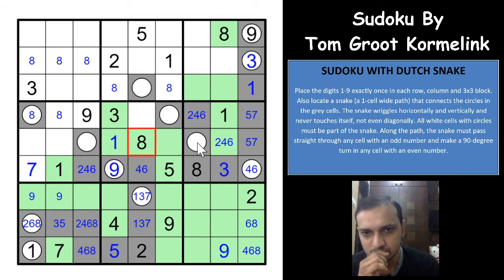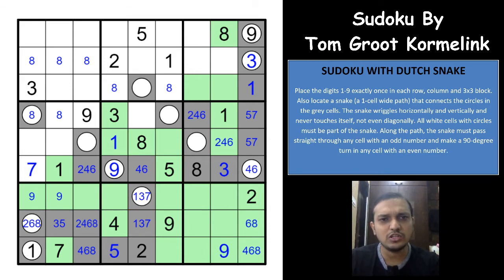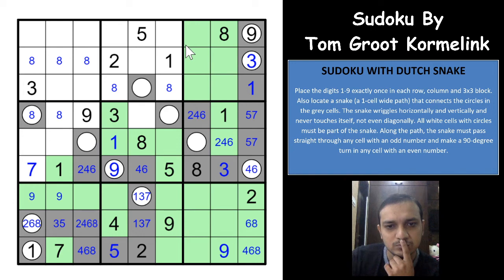I'll just mark a few more cells that cannot be snake cells here. A two cell area can never have a snake cell here, because that's not possible. And this cannot be a snake cell, because then you'll have a branching here, right? So this cannot be a snake cell. An odd digit cannot have a turn, so this cannot be a snake cell, this cannot be a snake cell, right? Superb.